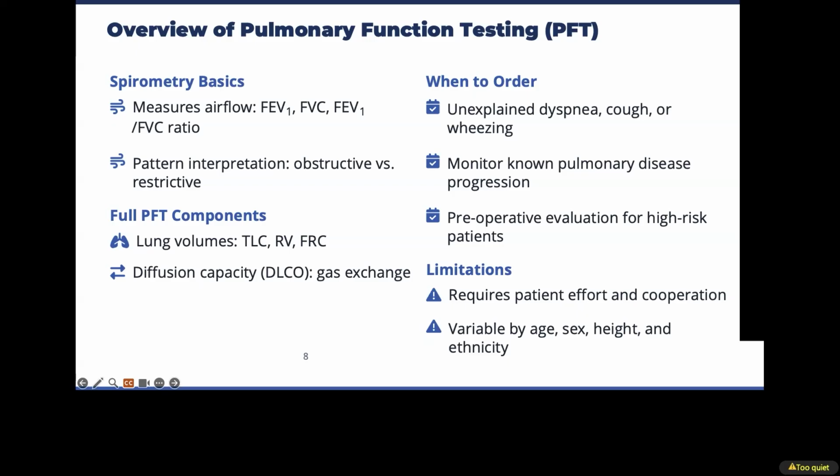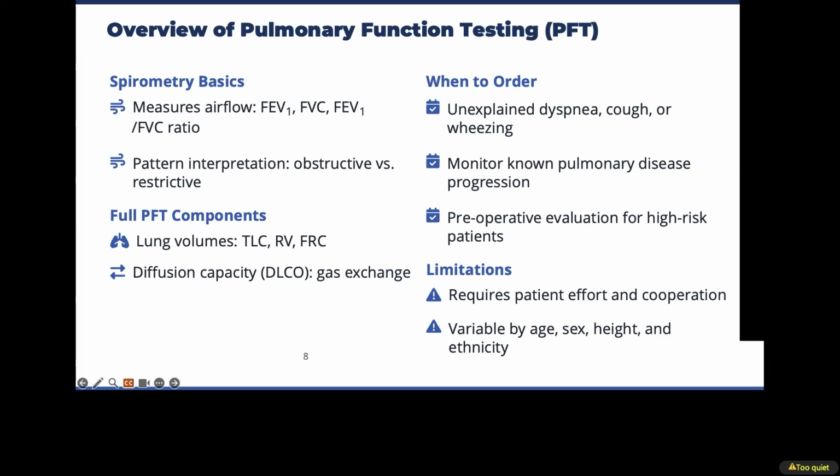FEV₁ and the FVC ratio, this is the proportion of the air expelled in that first second relative to total. A low FEV₁ and FVC ratio points towards an obstructive picture. Like what? Think asthma, think COPD. A normal or high ratio with low total lung capacity, on the other hand, tells you there's restriction in terms of things like fibrosis. And I'm going to show you more examples so you'll get this. Fibrosis, neuromuscular weakness, those are restrictive lung diseases.